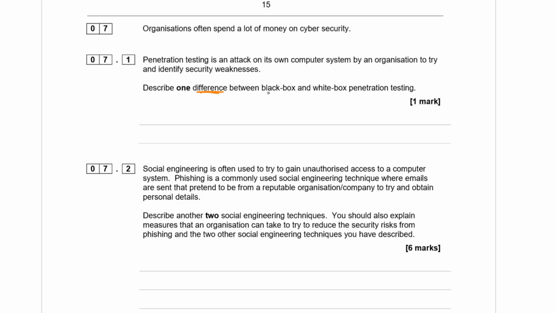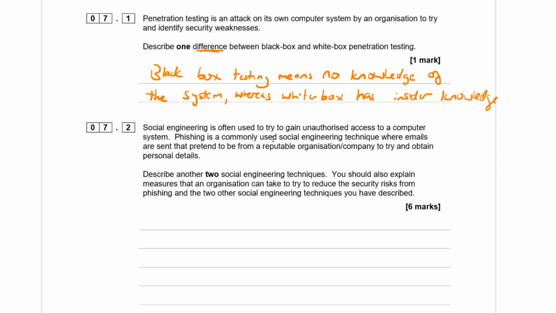So black box is where you have no knowledge of how the system works, whereas white box you have the knowledge of how it works, and you have basically some insider knowledge. No knowledge of the system. So you're totally external to it. So you're likely to have brought in an external person to do this, of course, otherwise they know how it works if you work for the company, whereas white box has the inside knowledge. And you're likely to do both just to see if there's any difference.